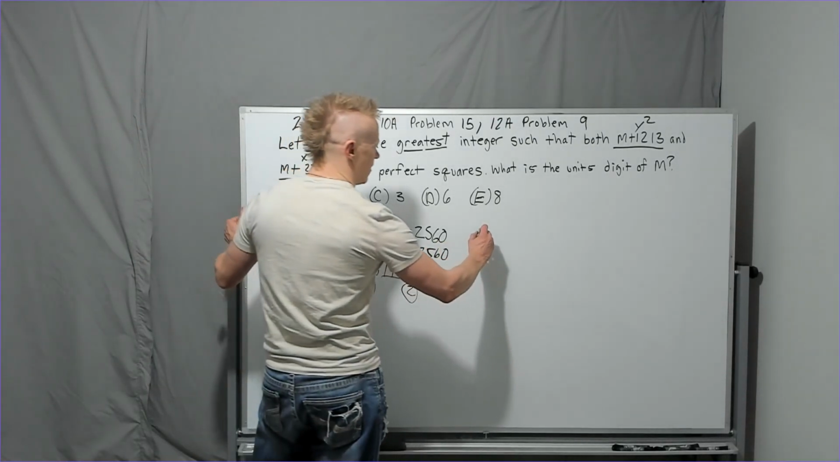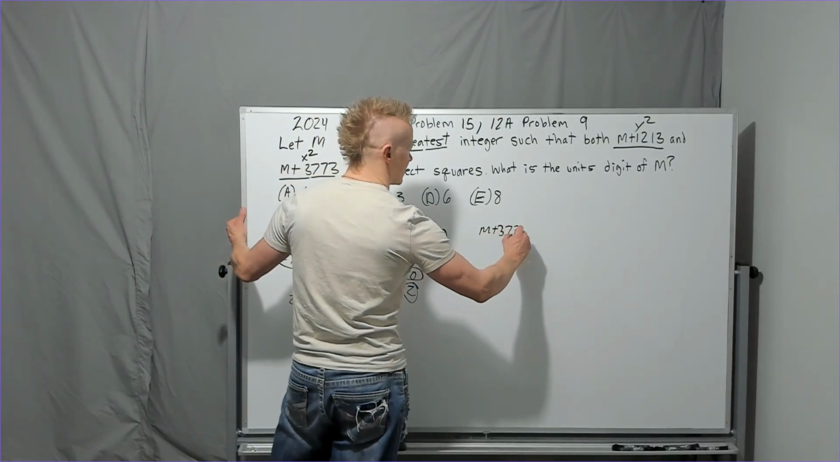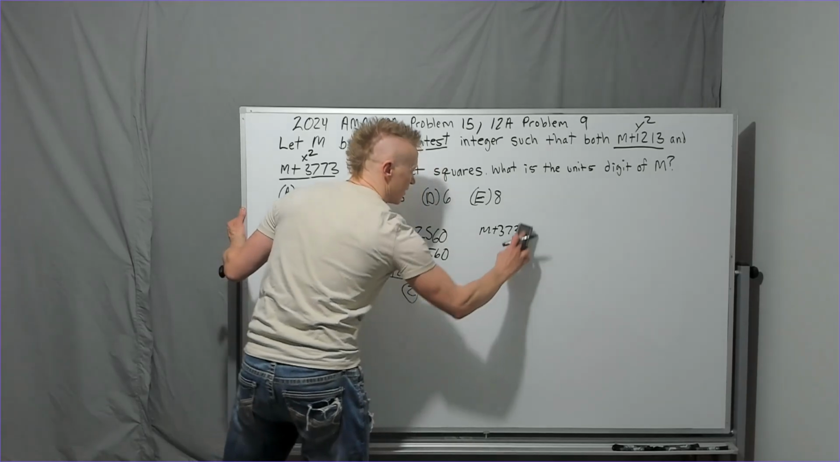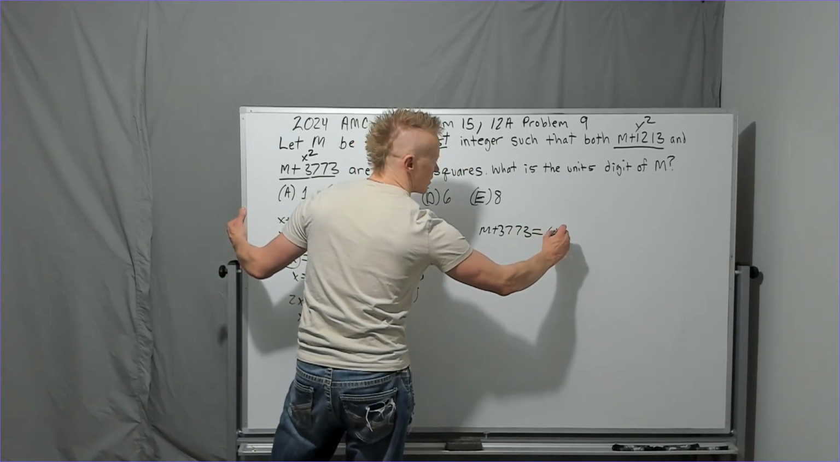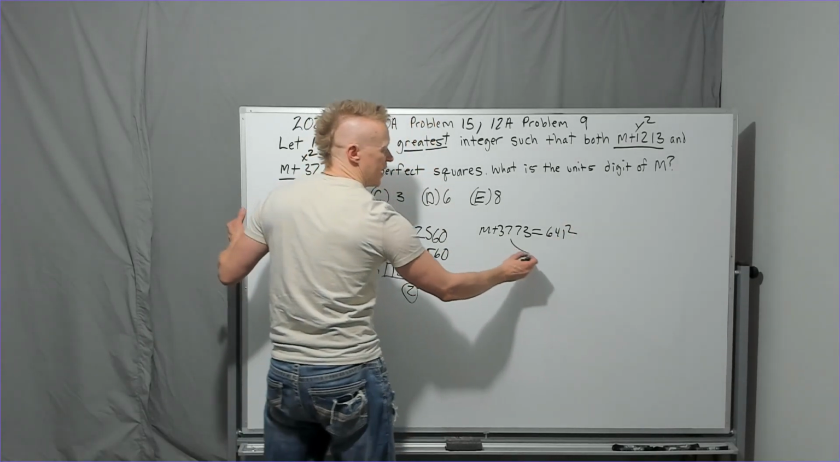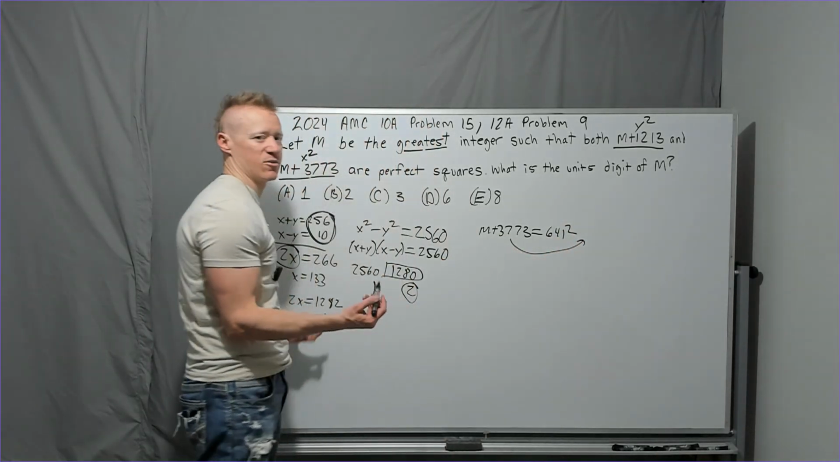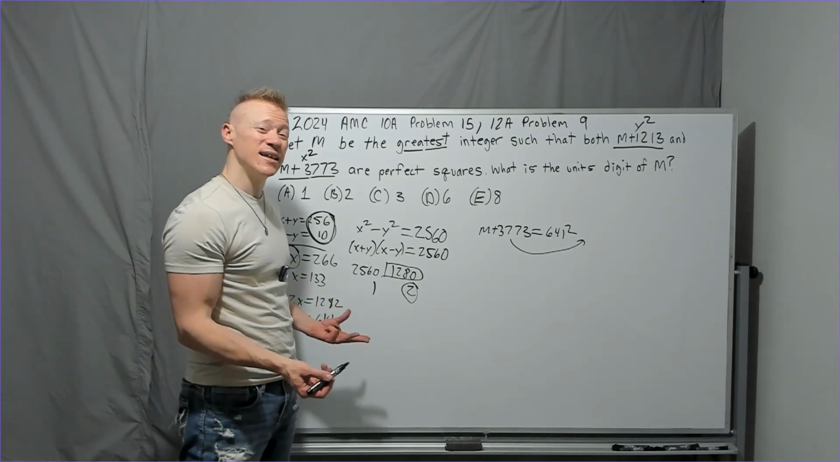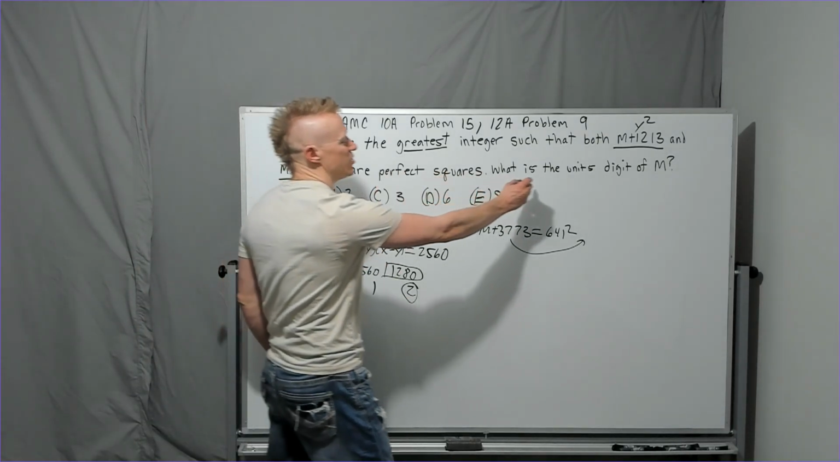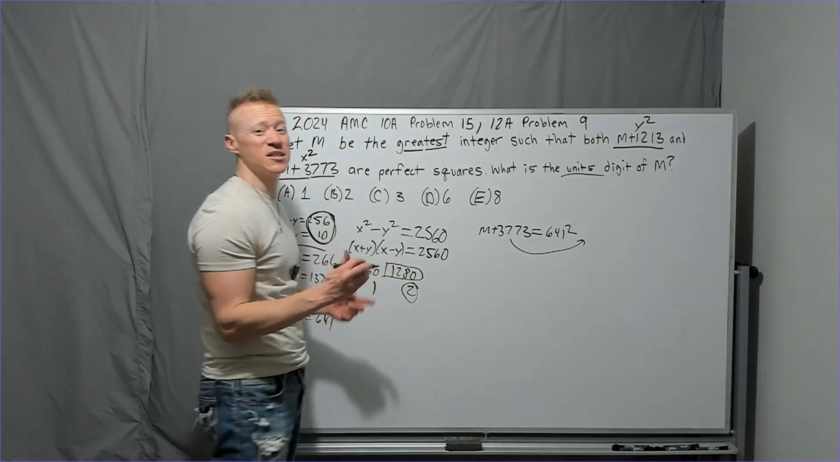And since m plus 3773 will equal 641 squared, all I have to do is subtract 3773 to get m. Do I actually want m though? No, I want the units digit, or ones place.